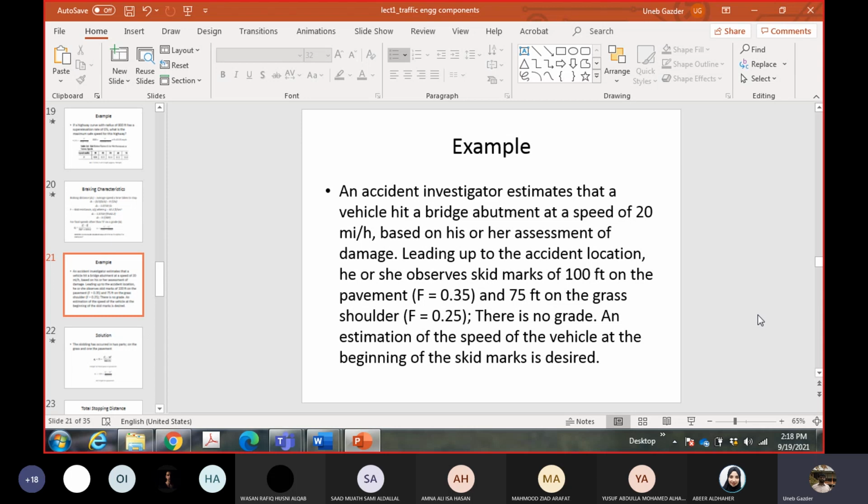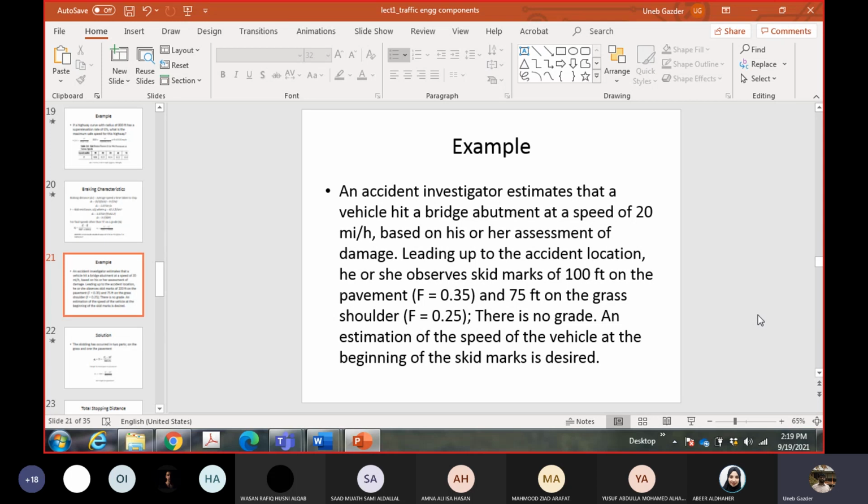This 20 miles per hour is the final speed for the shoulder. Okay, because the abutment was on the side of the shoulder. So 20 miles per hour is the final speed for the shoulder, so the distance should be taken for the shoulder.